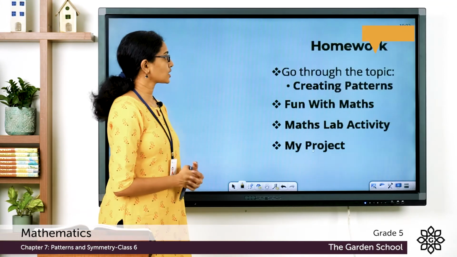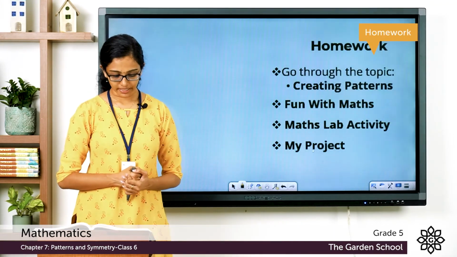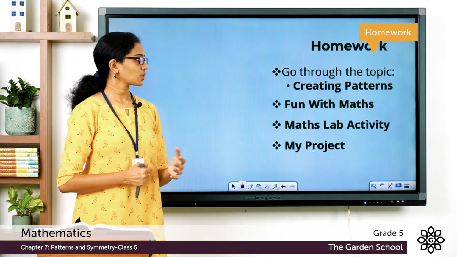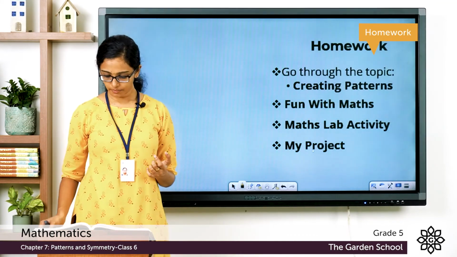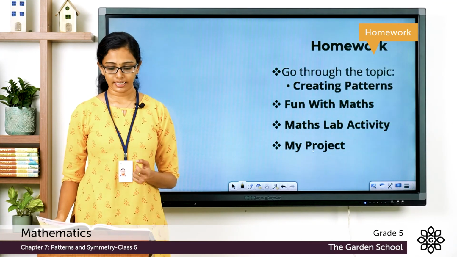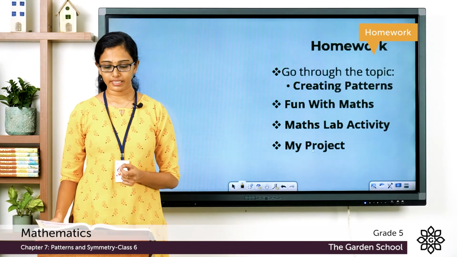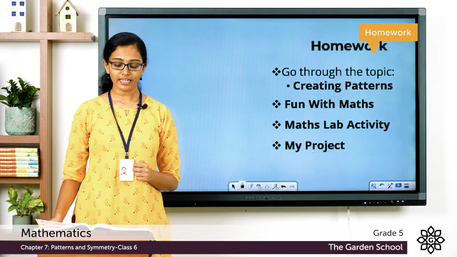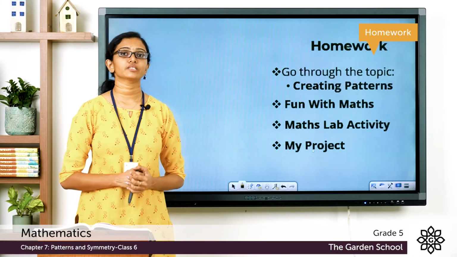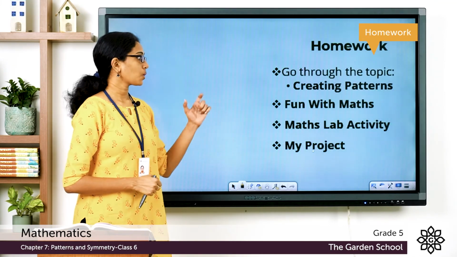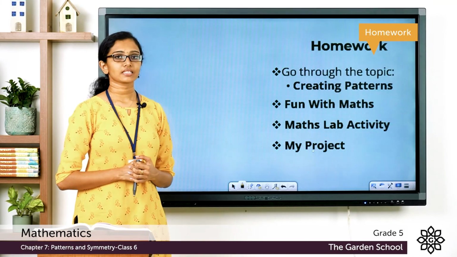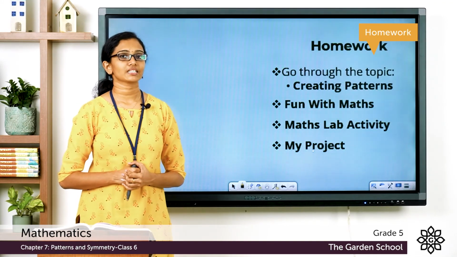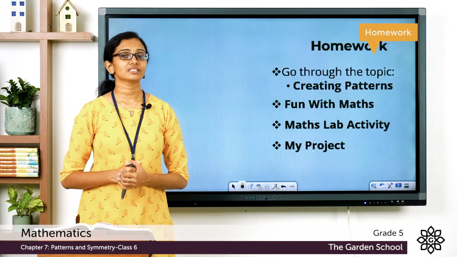Now you can go through this topic, creating patterns, on page number 122 and 123 of your textbook. Go through the topic once again, and on page number 123 you can see one heading, Try This, identify and complete the pattern. There are a couple of questions given there. Go through them and do accordingly. And on the next page, page number 124, you can see these headings: Fun with Maths, Maths Lab Activity, and My Project. Those are some really interesting activities given there. Go through these questions as well and do accordingly.